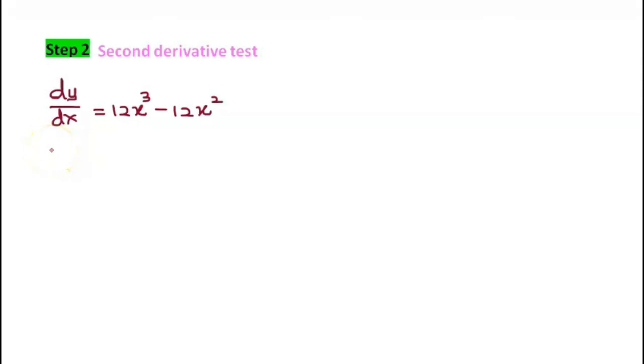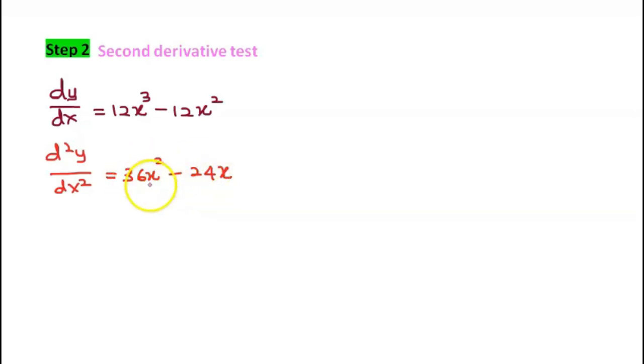Now we are in step 2, where we will be doing the second derivative test for the function given in the question. For that, we start with the first derivative of the function, which is 12x cubed minus 12x squared. For this first derivative, we continue to find the second derivative, which is d2y over dx squared. This will give us 36x squared minus 24x.